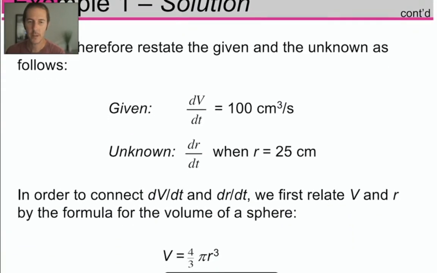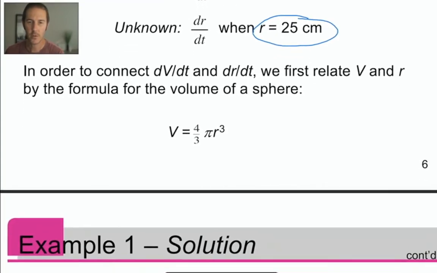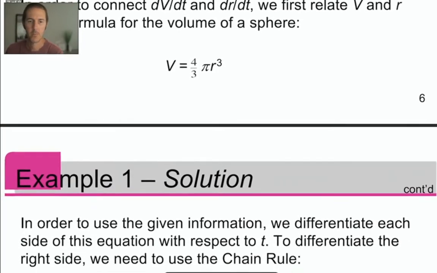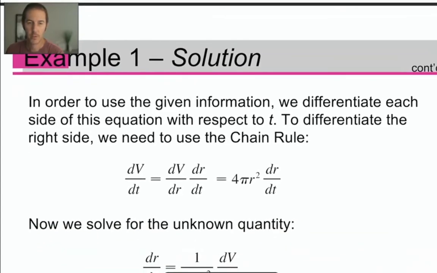So the given I mentioned is dV/dt, that was 100 cubic centimeters per second. The unknown is dr/dt, and we want to find dr/dt when r equals 25 centimeters, which is when the diameter is equal to 50 centimeters. Here's the equation that we need in order to work through this problem. V equals 4/3 pi r cubed. And as I mentioned, we're going to take the derivative of that equation.